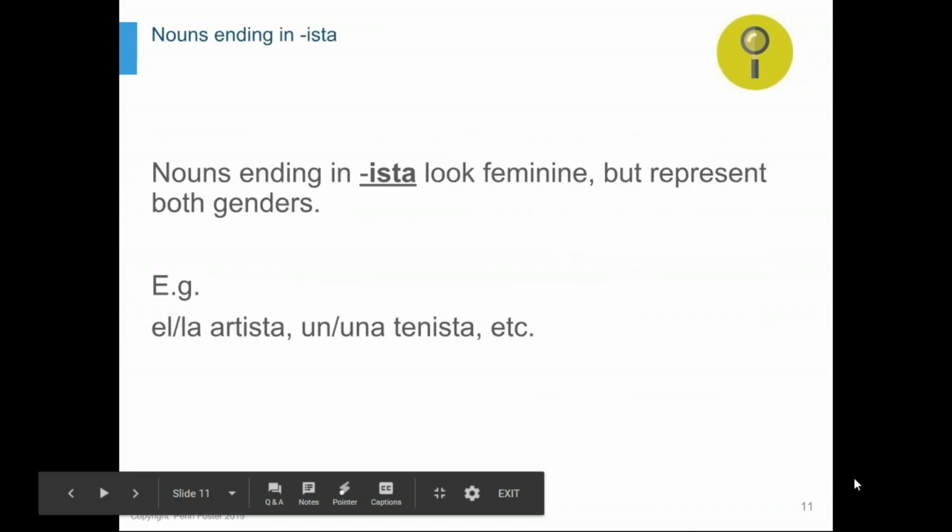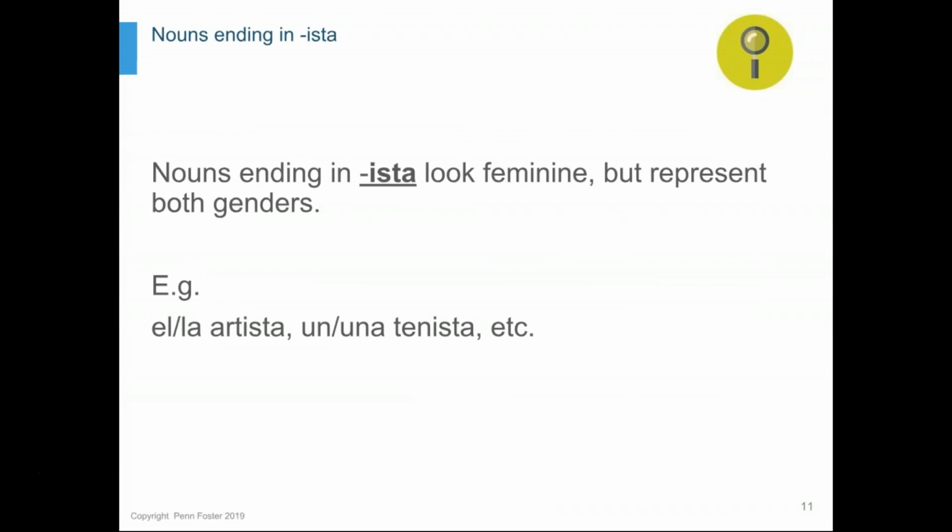Okay, as we move forward, another type of noun, the nouns that end in the ending ISTA. Although they look feminine with that A at the end of them, they do represent both genders. A lot of these nouns have to do with sports or professions, things of that nature, professionals in a sporting context or just an amateur as well. So if you're talking about an artist, el or la artista, the ending of artista will never be made masculine. It will never change as far as an individual is concerned.